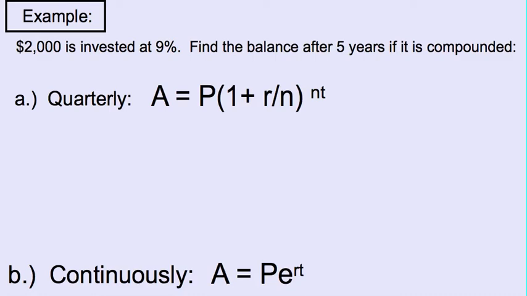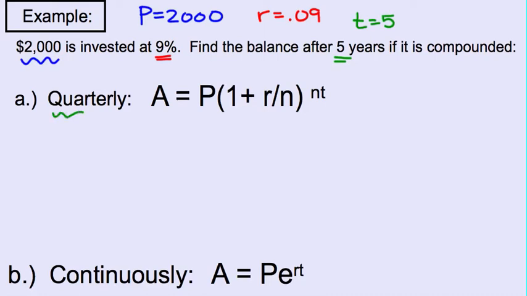So we have $2,000. So that is our principal. An interest rate of 9%. So our r is going to be 0.09. You always move that to the left 2 places. Our time is 5 years. And we're going to compound it first quarterly. So that means our n is 4 in that formula. Quarterly means 4 times a year.